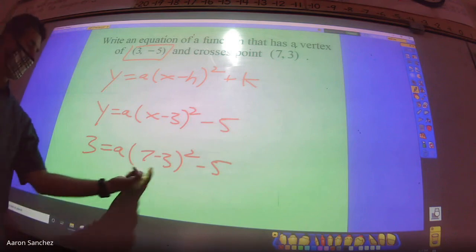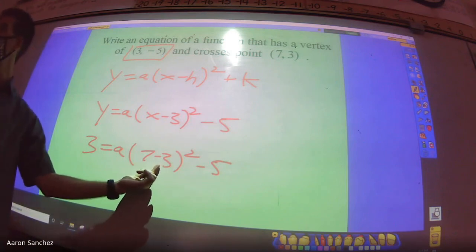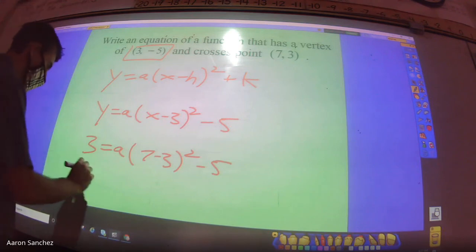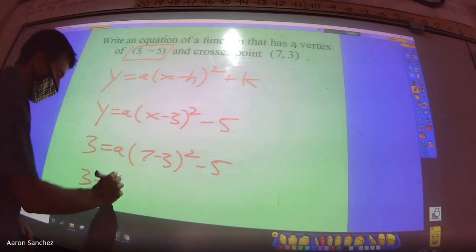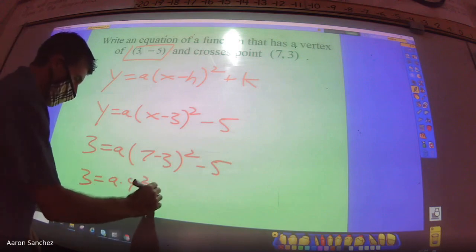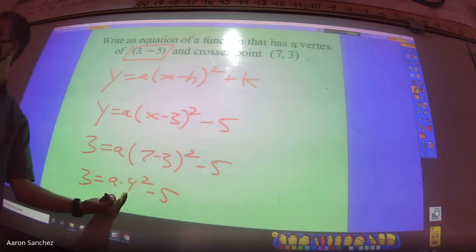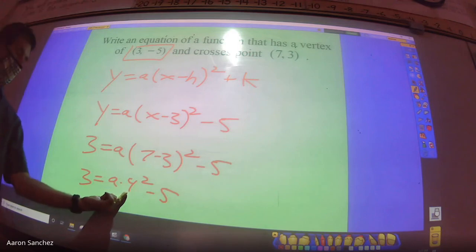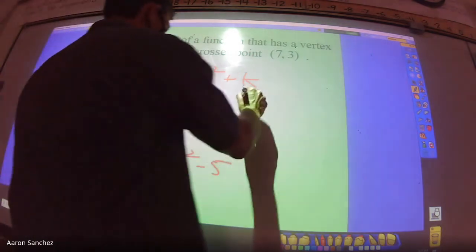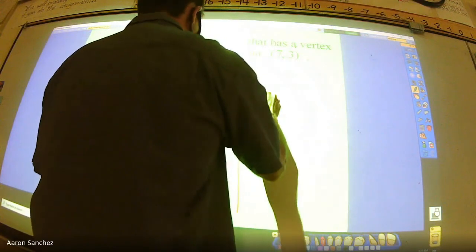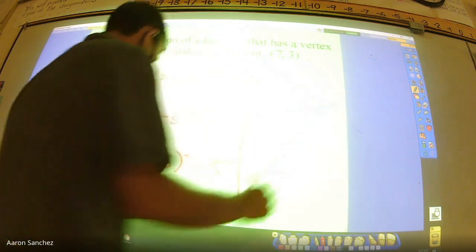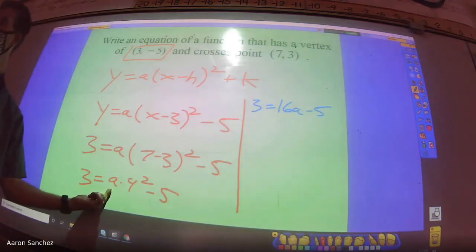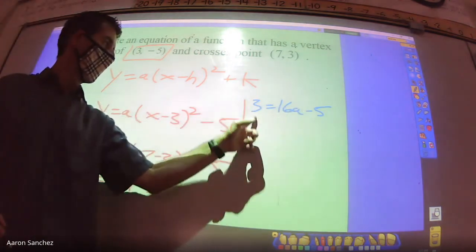Order of operations, I do parentheses first. What's 7 minus 3? 4. So 3 equals a times 4 squared minus 5. Order of operations says, what do I do? Exponents, right? 4 squared is 16. So 3 equals 16a minus 5. Notice, instead of a times 16, I put the 16 here. And then to solve it, what do I do? Add 5.